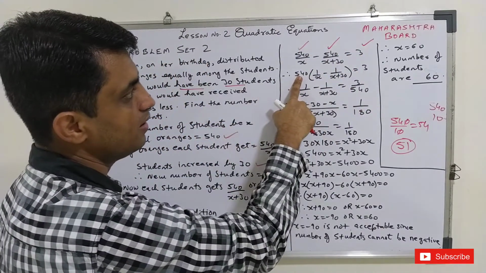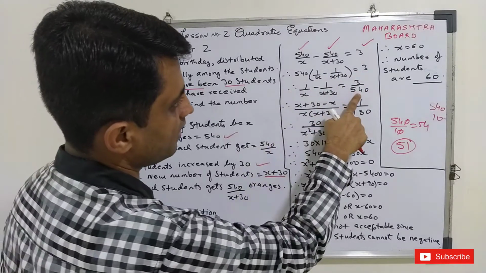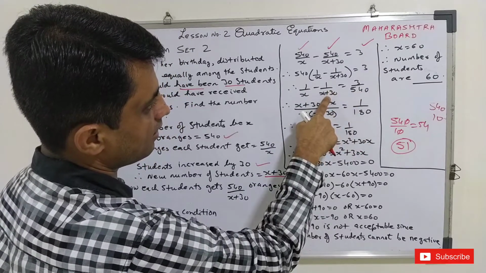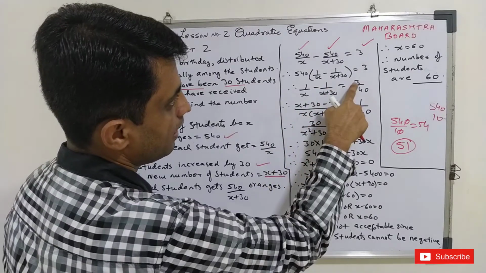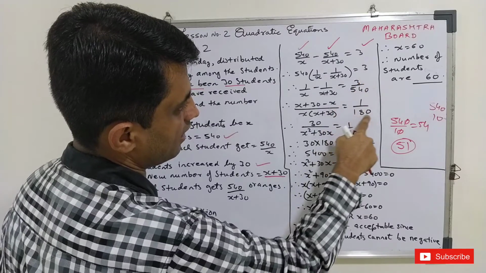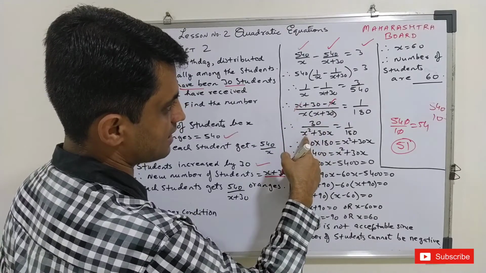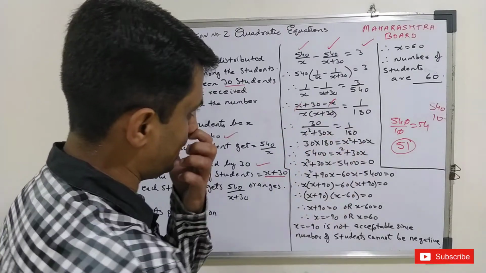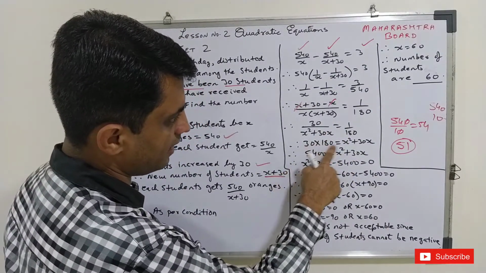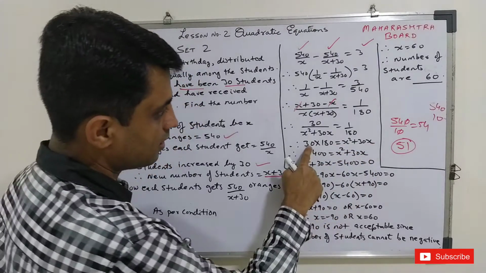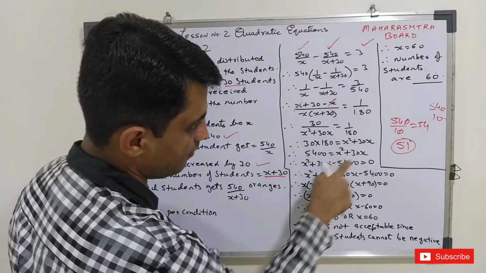Now take 540 common. You will get 1 upon x minus 1 upon x plus 30 is equal to 3. Take this 540 down. Okay, and here we have done cross multiply. x plus 30 minus x, and this here multiply by 3, and this 540 divided by 3 will get 180. So x gets cancelled here, we get 30 upon x into x plus 30, that is x square plus 30x, is equal to 1 upon 180. Now multiply this 180 here. So you will get 30 into 180 is equal to x square plus 30x. Now 30 into 180 is 5400 is equal to x square plus 30x. Take this 5400 here, it will become minus.